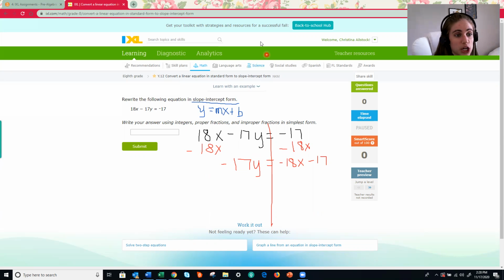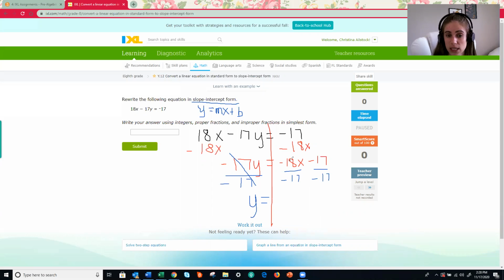Division. So we are going to divide everything by that negative 17. And we're not going to divide by the y because I don't want to move the y. I want my y to be right there. I just want to get rid of the 17 this time. So negative 17 divided by negative 17 is 1. So we're left with our y.